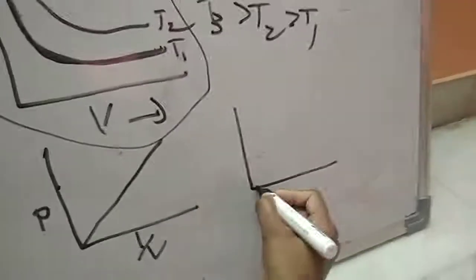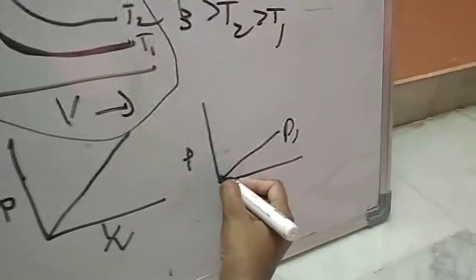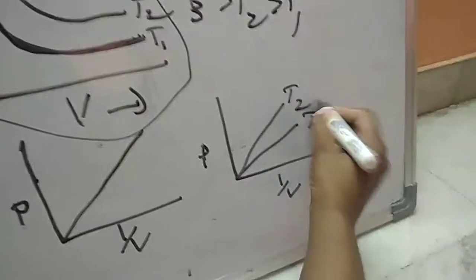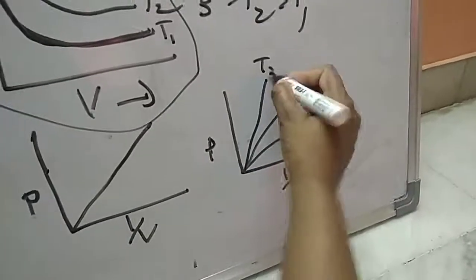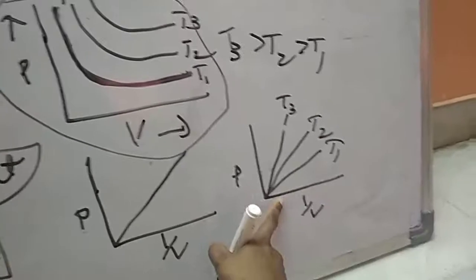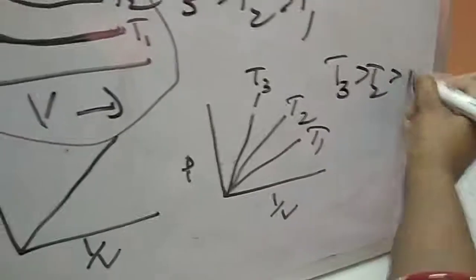Here also the same, if you are taking different temperatures. 1 by V and pressure, it is T1, it is T2 and it will be T3. So T1, T2, T3, pressure is inversely proportional. So this is a straight line passing through the origin. Volume is inversely proportional, that's why we get the hyperbola. Here also the condition is T3 is greater than T2 is greater than T1.